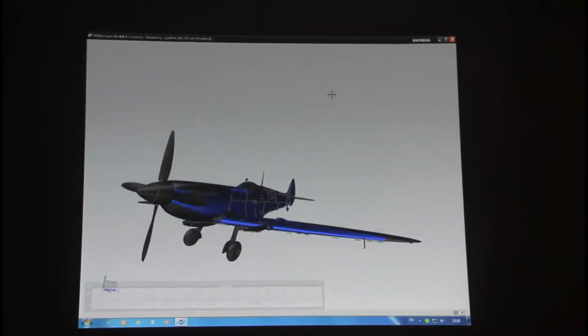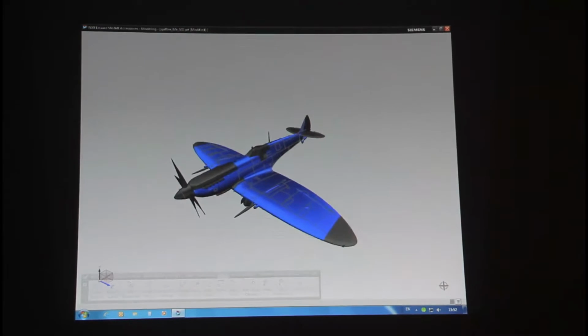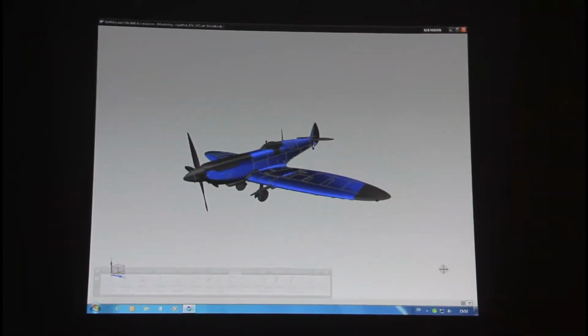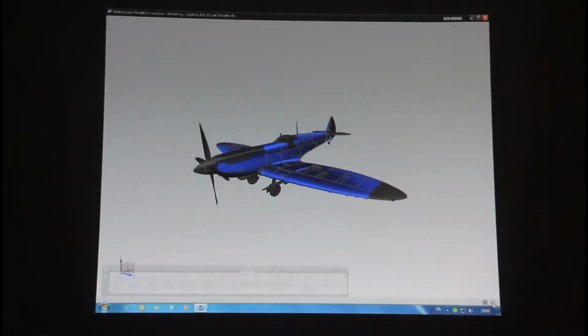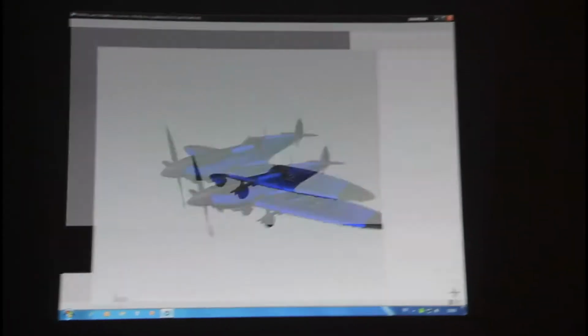on the wings and other small differences. The tail wheel can be retracted. This is the difference between the Mark 9 and Mark 8.